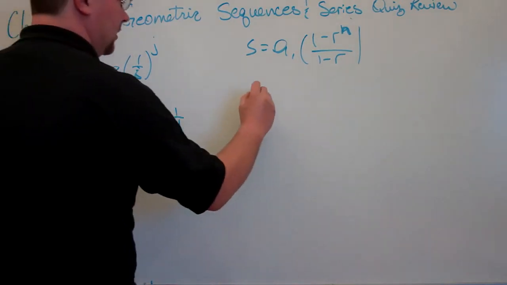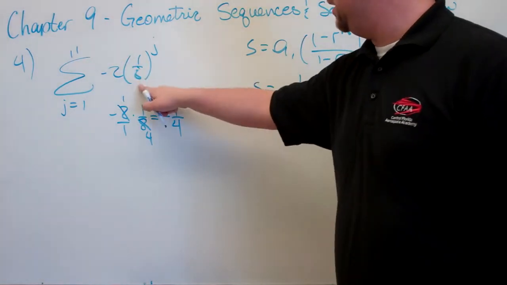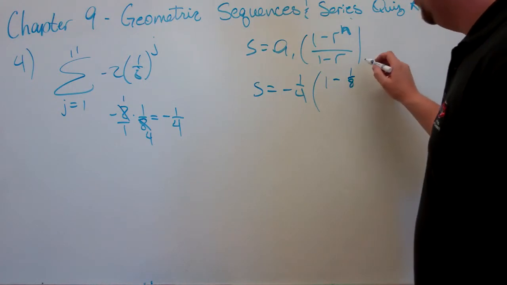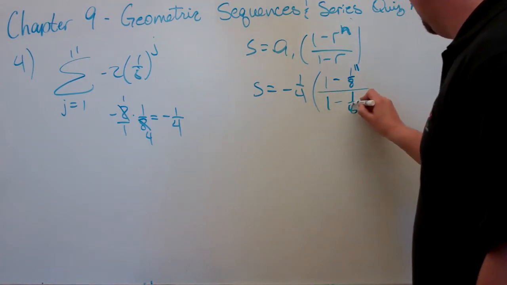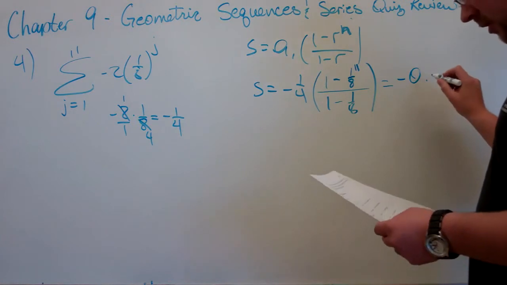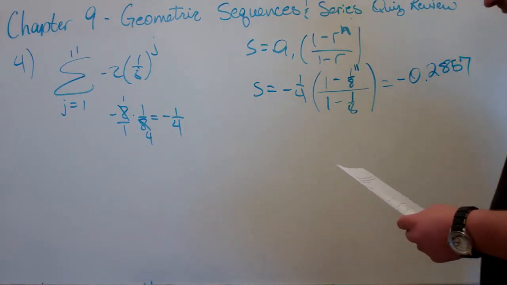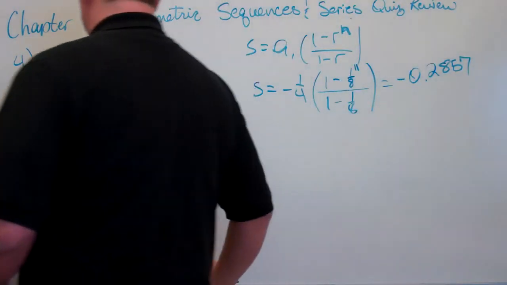That's our first term. So S equals negative 1/4 times 1 minus r. Our r, remember, is what's inside the parentheses raised to j, which is 1/8, raised to how many terms we have. Well, 11 minus 1 is 10, plus 1 is 11, over 1 minus 1/8. Again, straight calculator problem. Punch it in, and you should get negative 0.2857. Again, do not round this to something like 0.29. Give me at least 3 or 4 decimal places. If you have to go further so it doesn't round to something like 1 or 0, give me enough decimal places so it does not round. Number 5 works the same exact way.